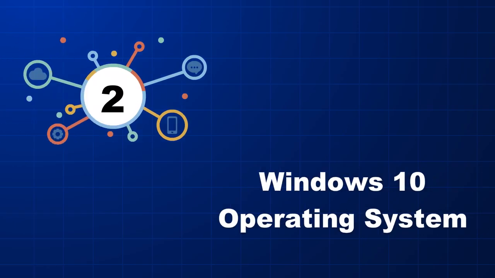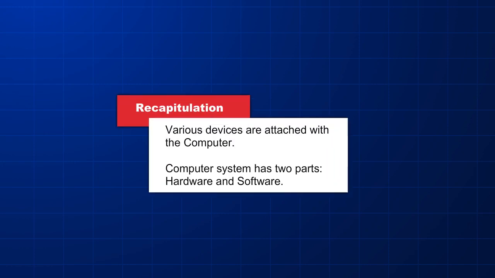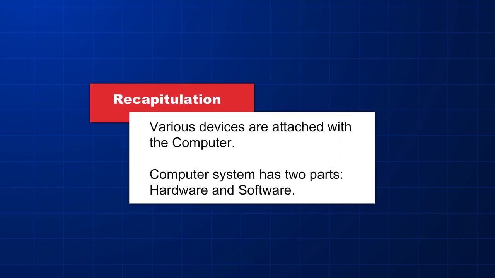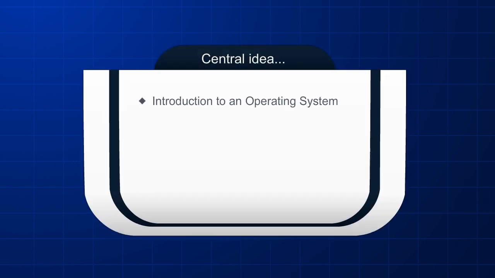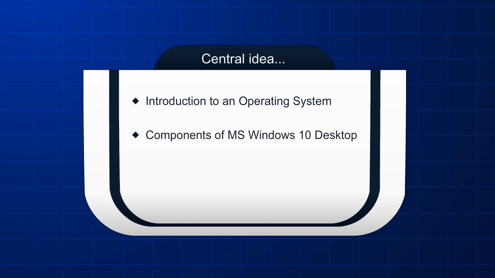Chapter 2: Windows 10 Operating System. Recapitulation: various devices are attached with the computer. A computer system has two parts, hardware and software. Central idea: introduction to an operating system, and components of the MS Windows 10 desktop.